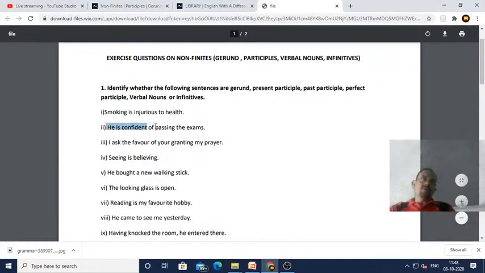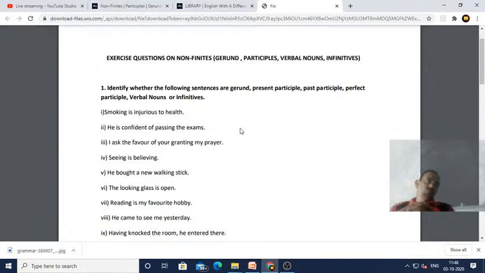He is confident of passing the exams. So it's open for all. He is confident of passing the exams. So tell me, is the word passing a gerund or a present participle? He is confident of passing the exams.